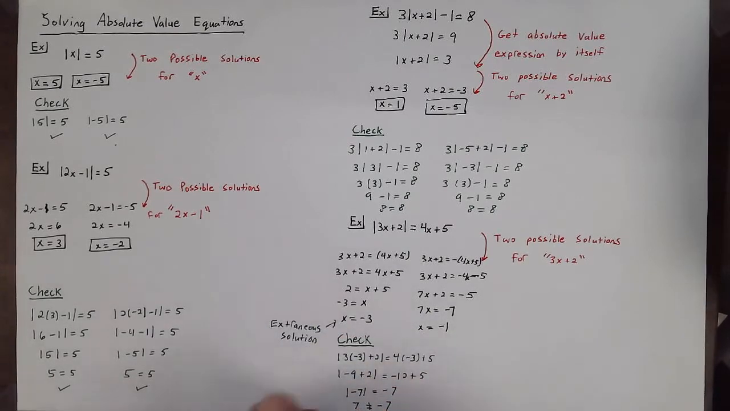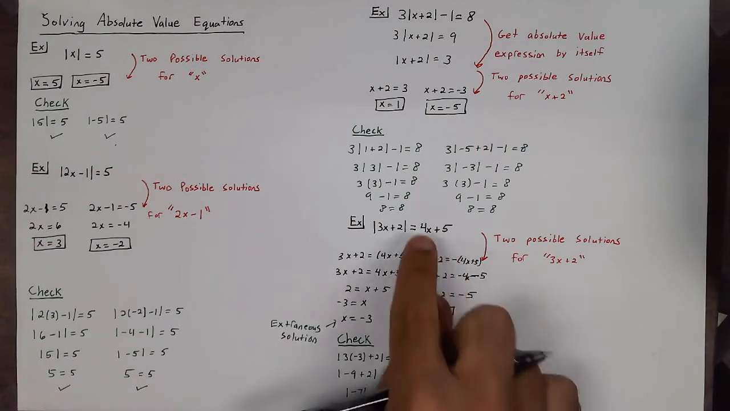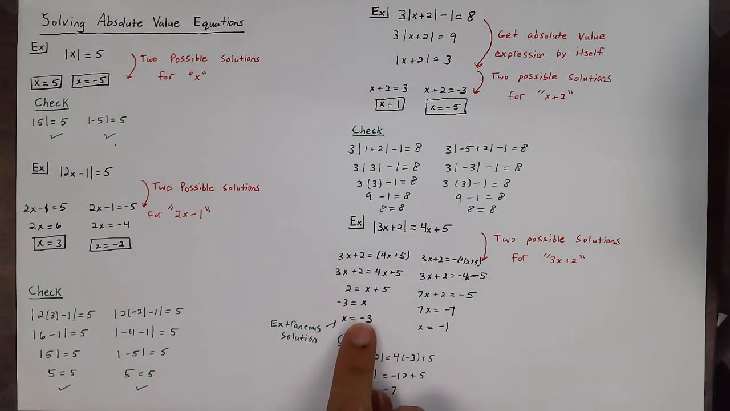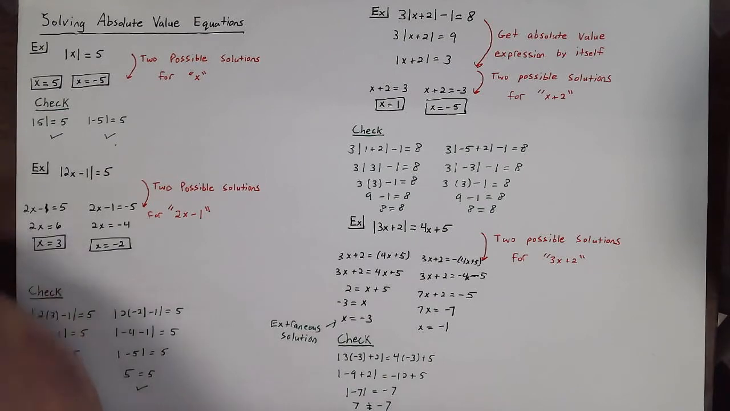Which by definition is a solution derived from an original equation that is not a solution of the original equation. So even though we derived it from this equation, it's not actually a solution. That's what makes it extraneous. Keyword, extra.